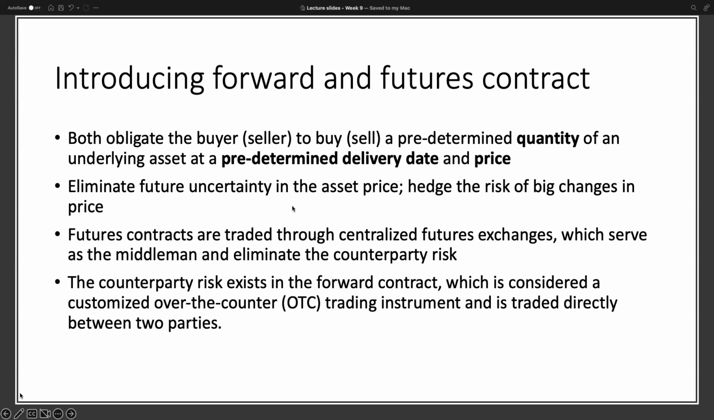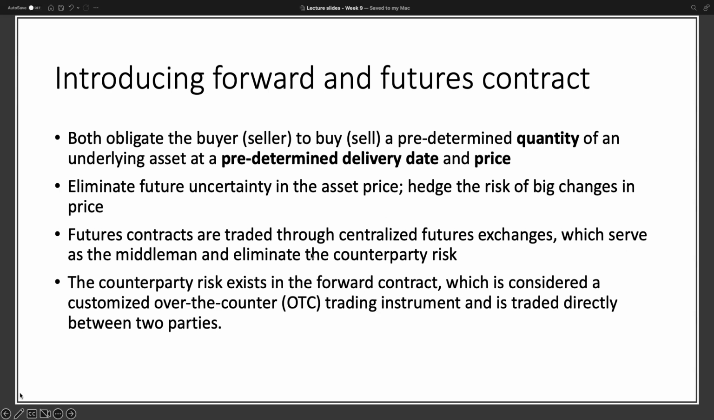Both contracts allow us to eliminate the uncertainty in the future price of the assets. Now there are two types of traders that enter into futures or forward contracts. Mostly they hedge the risk of big changes in price, but we also have speculators who speculate on the future movement of the asset price.